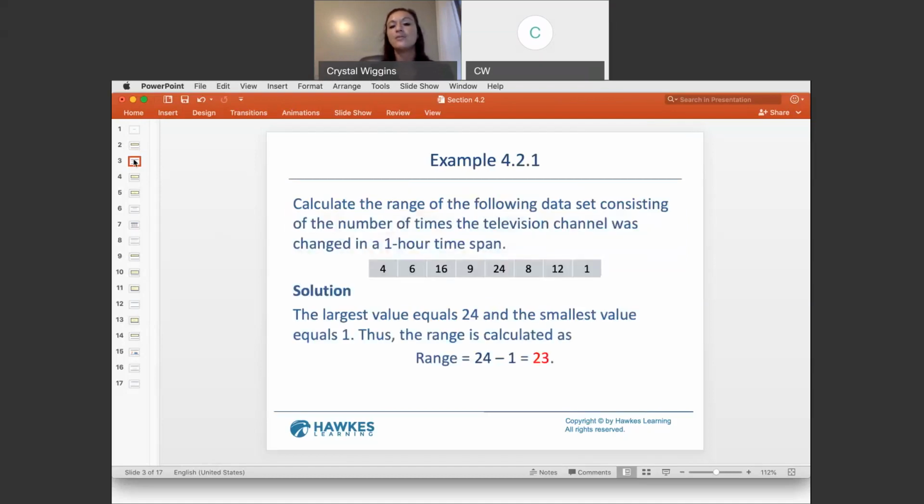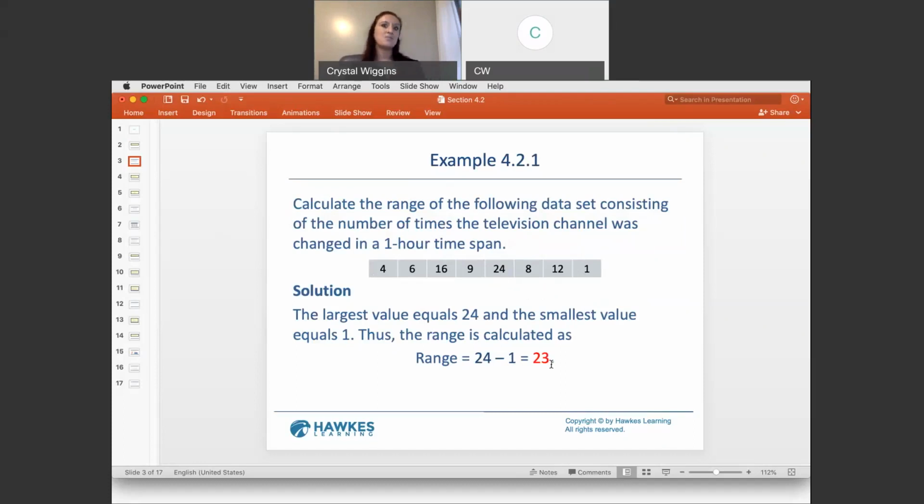For example, if we were to calculate the range of the following data set, consisting of the number of times the television channel was changed in a 1-hour time span, it is easiest to identify mins and maxes when you first order the data set. Especially if this was a much larger data set, it is very easy to miss a value. If we reordered this, we would see that 1 is our minimum and 24 is our max. This is a very small data set, so it's pretty easy to see without reordering. Therefore, the range is 24 minus 1, which equals 23.